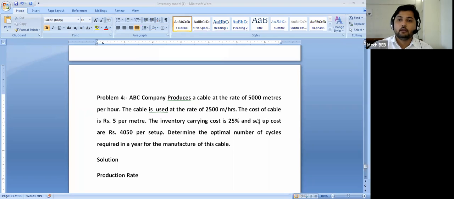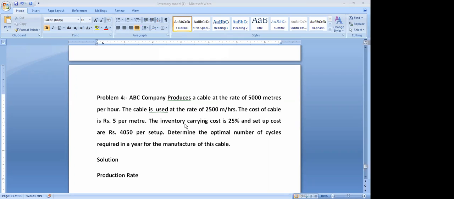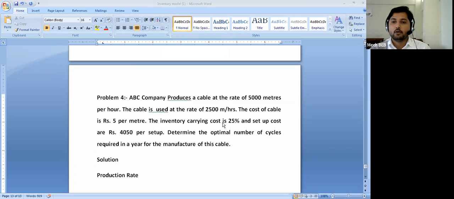Then the cost of cable is provided as 5 rupees. That will be your CP, C suffix P, the nomenclature for the cost of product. Then the inventory carrying cost is mentioned as a percentage, 25%. So I is provided, and this is related to the annual inventory investment. So 5 rupees per meter is the annual inventory investment or product cost. So this 25% of 5 rupees will be your CH.